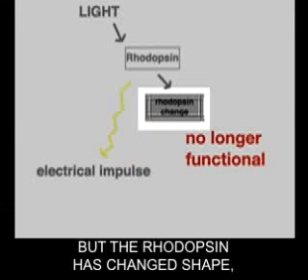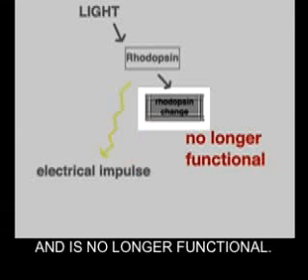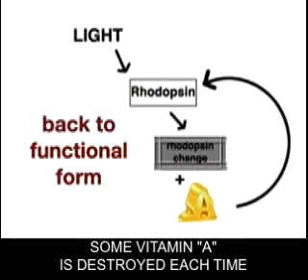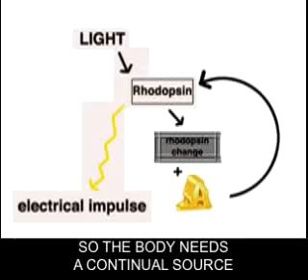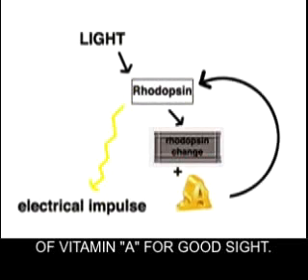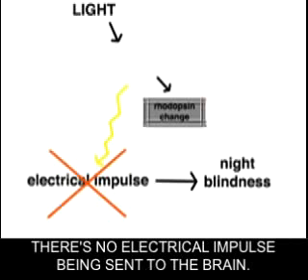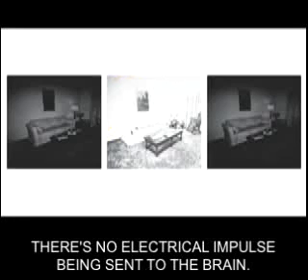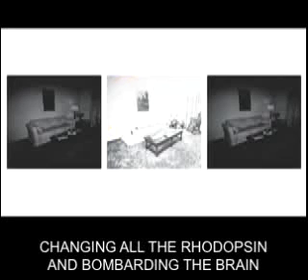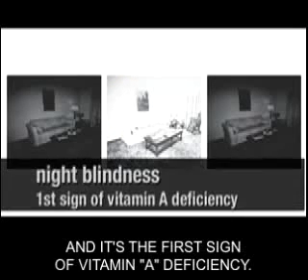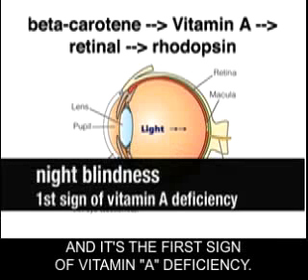But the rhodopsin has changed shape and is no longer functional. It needs vitamin A to change back to a functional form. Some vitamin A is destroyed each time, so the body needs a continual source of vitamin A for good sight. When vitamin A is not available, there is no electrical impulse being sent to the brain. A flash of light can bleach the retina, changing all the rhodopsin and bombarding the brain with light signals. Without any active rhodopsin, there's a delay in adequate vision again. This is called night blindness and is the first sign of vitamin A deficiency.